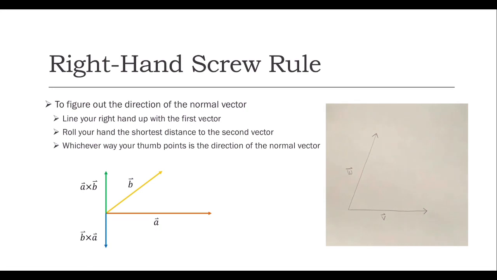If we were doing W cross V, we would line our hand up with W and twist it the shortest distance to V. So we need to go this way. So we'll turn our hand around and twist it to V, and our thumb is pointing down into the page. So our normal vector would be down into the page. So that's what our right-hand screw rule is and how to figure out the direction of your normal vector.